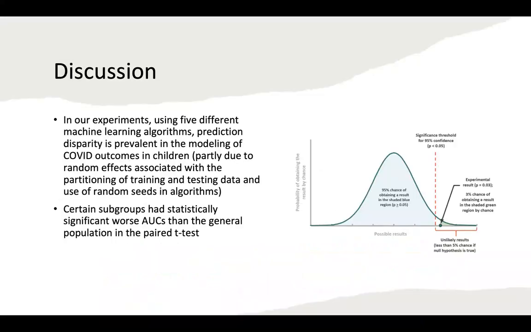Our discussion begins with the recognition that across 5 distinct machine learning algorithms, prediction disparity is prevalent in modeling COVID outcomes in children. It is important to acknowledge that most of this disparity may be attributed to random effects associated with data partitioning and the use of random seeds in algorithms. Additionally, certain subgroups demonstrated statistically significantly worse AUCs than the general population, as revealed by the paired t-test results.